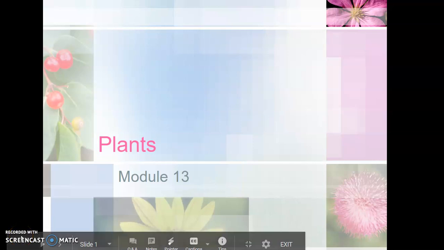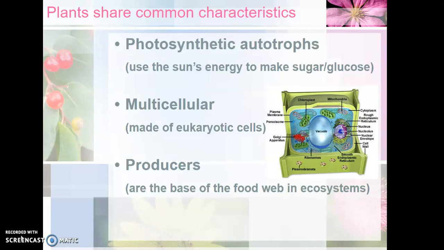Take a look at the graphic organizer for the plants, module 13. This is on page 13A. First of all, plants have some characteristics that are common to all plants. They are photosynthetic, which means they use the sun's energy to make their own food in the form of sugar or glucose. That's C6H12O6. This makes plants autotrophs.